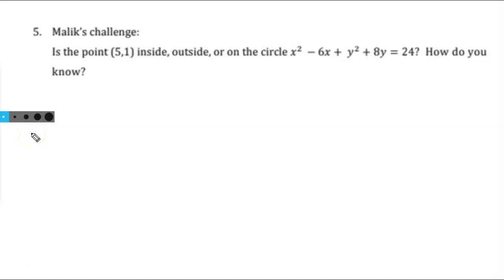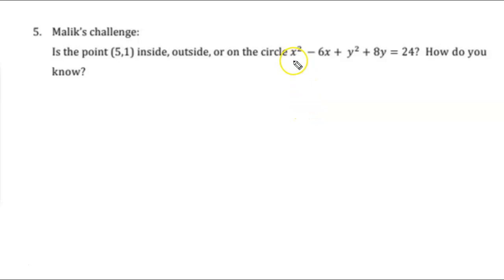Problem number 5, Malik's challenge. Is the point (5, 1) inside, outside, or on the circle x squared minus 6x plus y squared plus 8y equals 24? And how do you know?